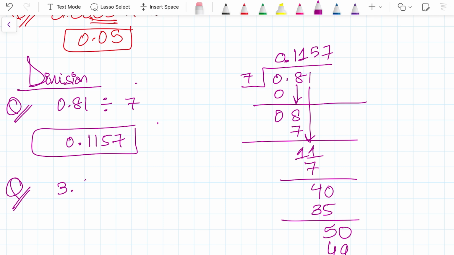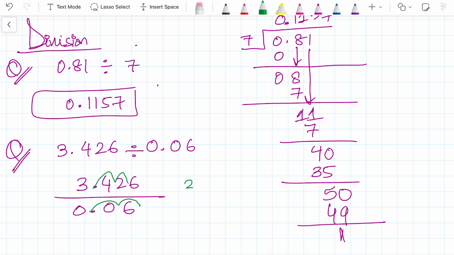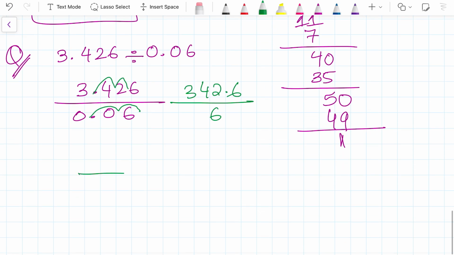Now, 3.426 divided by 0.06. You have to divide by a decimal number now. So the first thing is remove the decimal. We have to move 2 places forward to remove the decimals from the denominator. We move 2 places forward to remove the decimal from the numerator. Now, let's do long division.